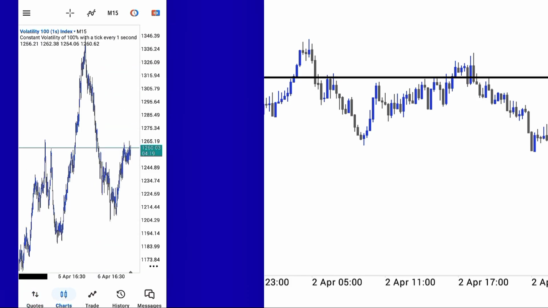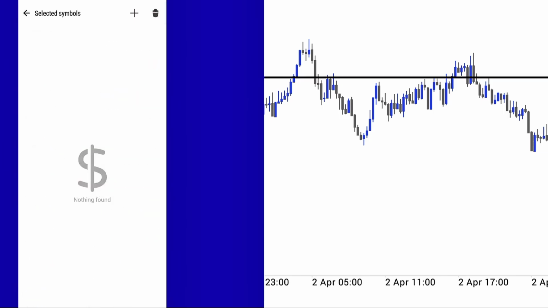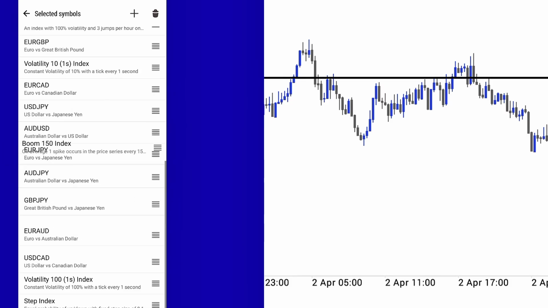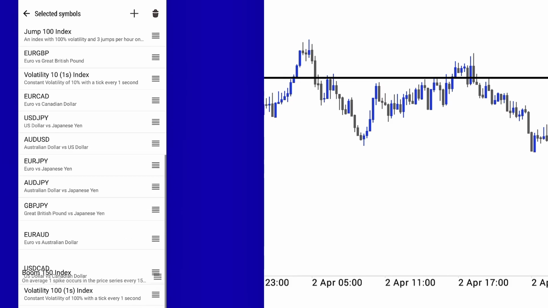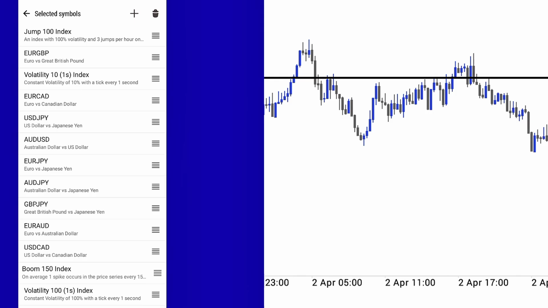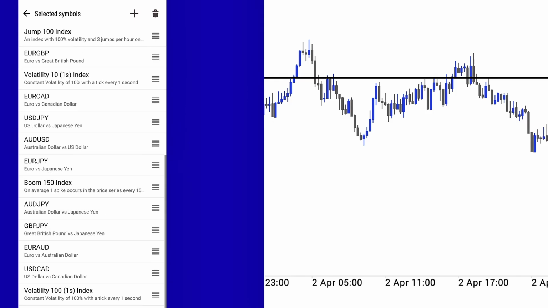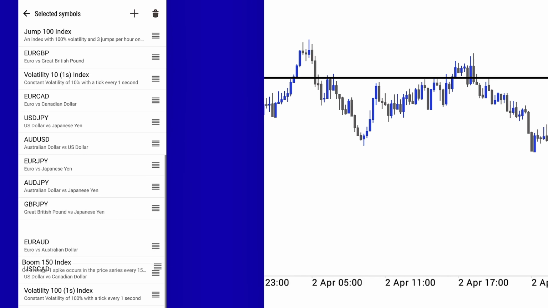Now, let me tell you something very important. If you want to see more assets on your chart, let's say you want to arrange your assets, you want boom to be at the top, you can just scroll them up. See what I did there? You hold it, then you scroll up, place it in the position that you want to place it. You can see, but that's not what I'm here to do.